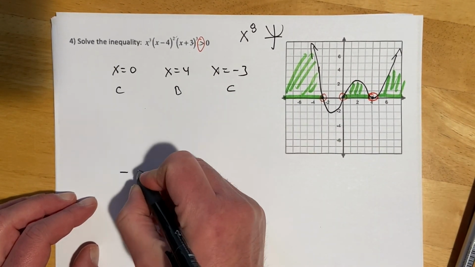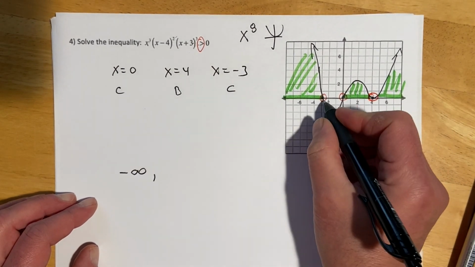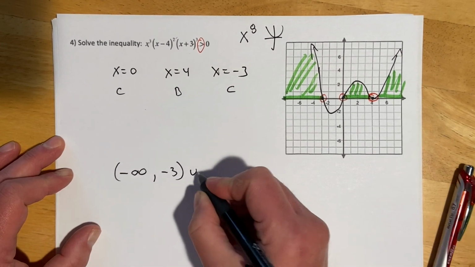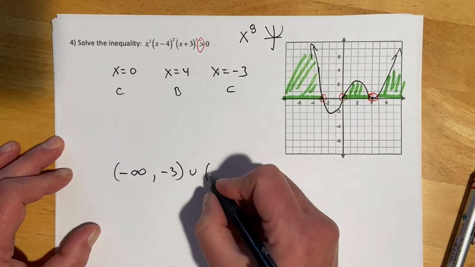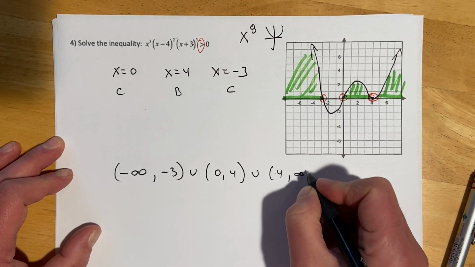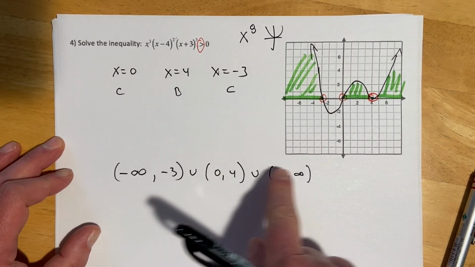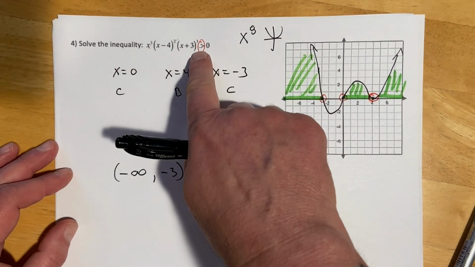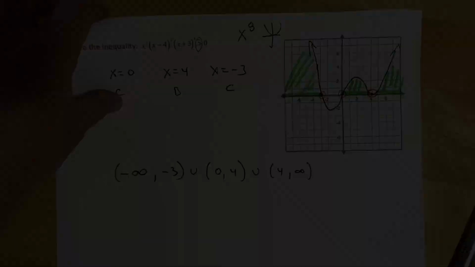So this is going to go from negative infinity up through, where was it, negative 3. And then union 0 to 4, union 4 to infinity. And it's really easy to go 0 to infinity and inadvertently include that one extra 0 that can't be there because it can't equal 0.